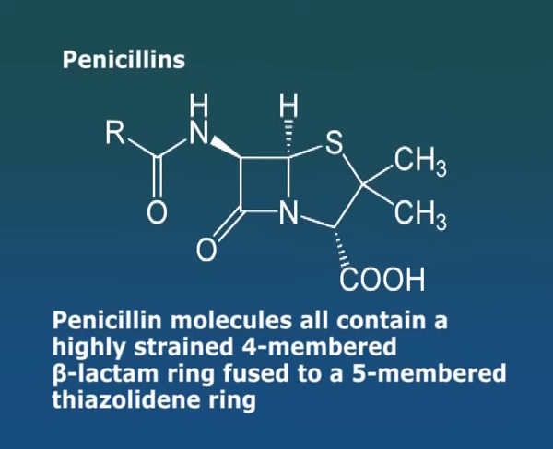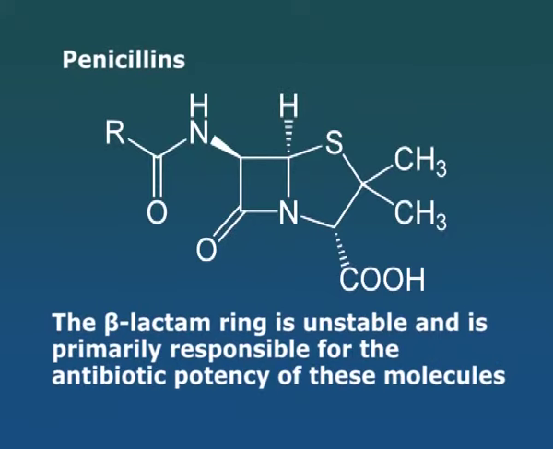Penicillin molecules all contain a highly strained four-membered beta-lactam ring fused to a 5-membered thiazolidine ring. The beta-lactam ring is unstable and primarily responsible for the antibiotic potency of these molecules.